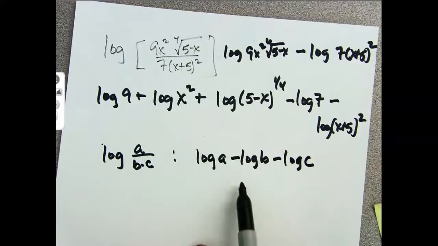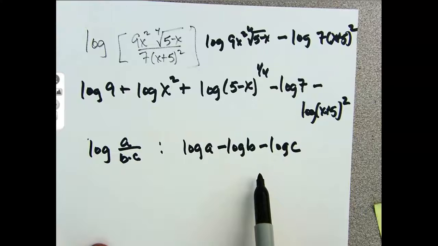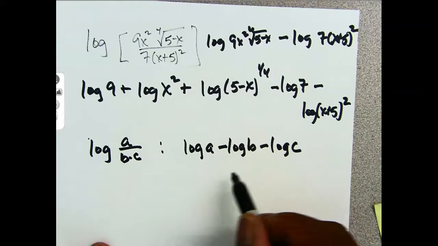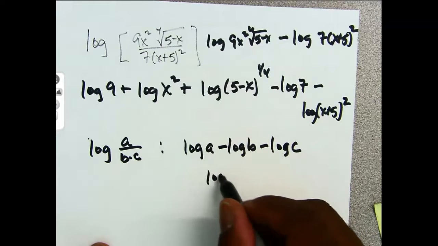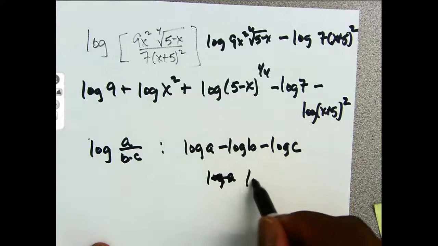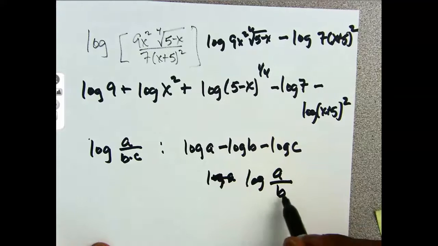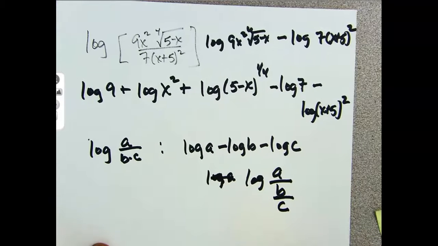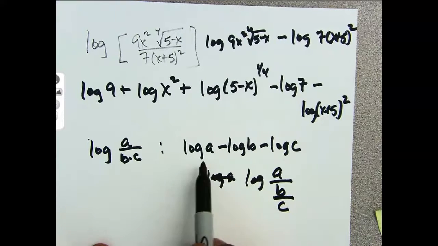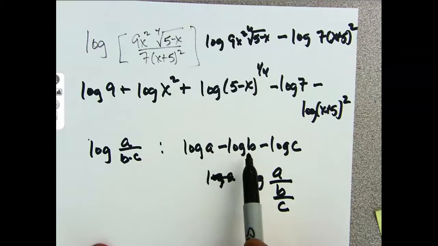Okay, so if we were to take this expanded form and write it in the condensed form, this would be log of A, right? Divided by, this would be log of A divided by B divided by C. Does everyone agree with that? So log of A minus log B minus log C would be log of A divided by B divided by C.